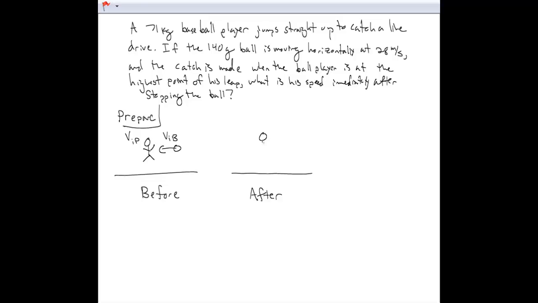Now, after the collision, the baseball player has caught the ball. The baseball player has the ball, and we would expect that the baseball player is going to recoil, or rather go off in this direction, with some final velocity. And that's a common final velocity for both the baseball and the baseball player.